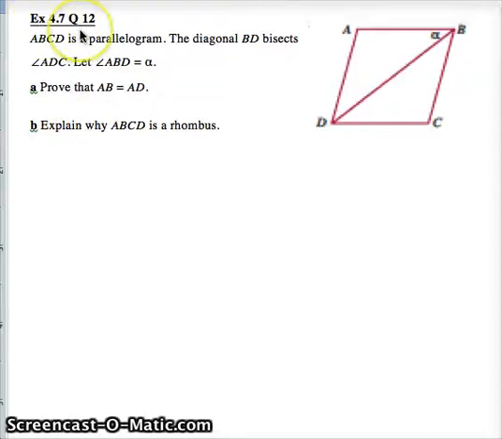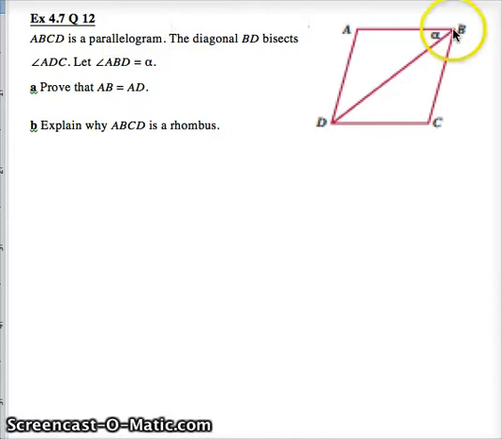Now this is exercise 4.7, question 12. We've been told that ABCD is a parallelogram, so therefore we know that AB equals DC, and AB is parallel to DC. It's also equal as well, and that AD is parallel to BC and equal as well.